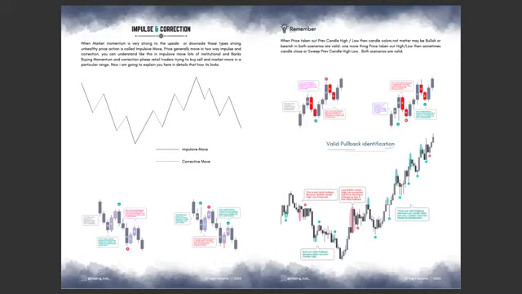Let me show you. For example, here this one is your impulsive move, and this is a correction, again an impulse, and this is not a correction because this candle's low is not broken here, correct? So this is not a corrective move. If the market breaks this low, then this also becomes a correction move.